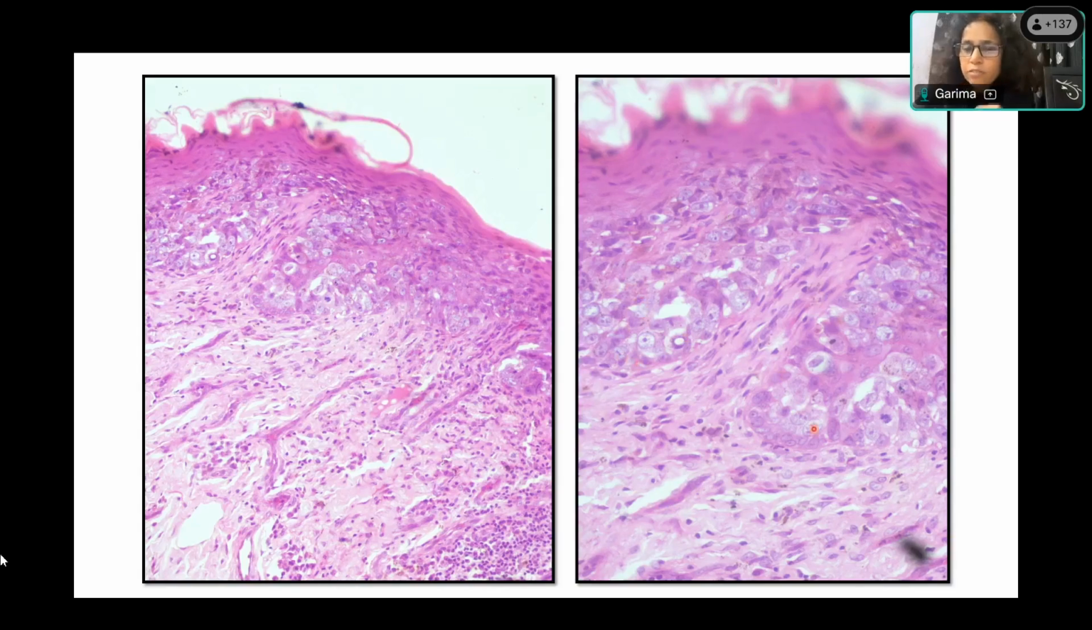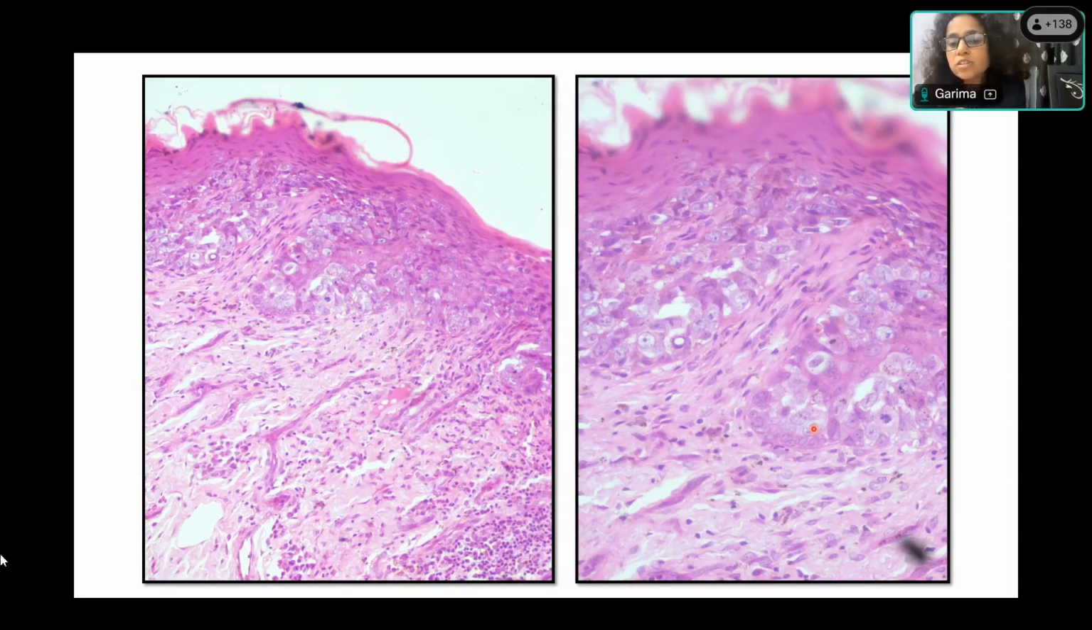So what is your differential diagnosis here? It's a very straightforward case. Paget's disease, ma'am. Okay, that is one, Paget's disease. Anything else you would like to differentiate it from? Though the history and the morphology both point towards Paget's, just for the sake of discussion, any other differentials? Invasive breast carcinoma.